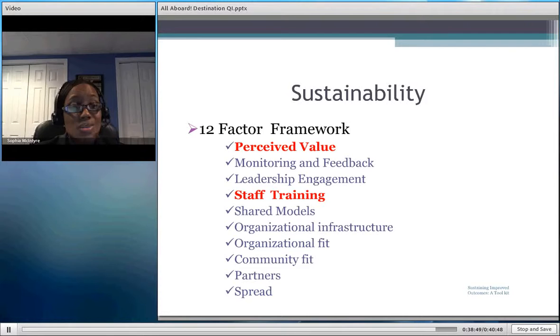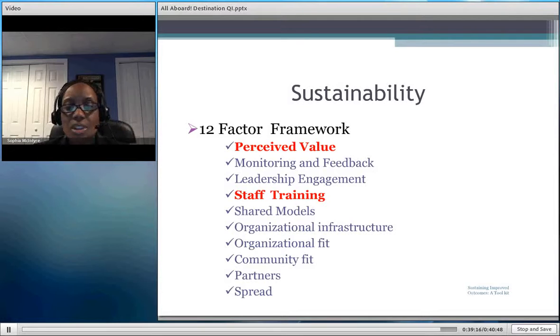Is there staff training that's needed? Can these PDSA cycles and cycles for improvement, have you looked at training? Has it been sufficient? Are you asking and tasking your staff to do things that are beyond their scope? That's important to look at for sustainability. Using shared models like PDSA cycles is also crucial in this framework.